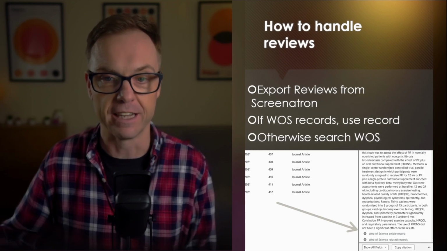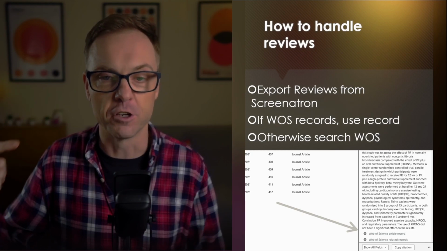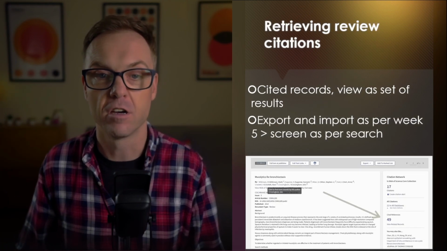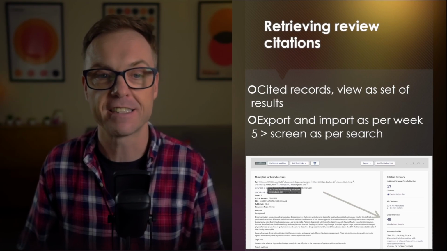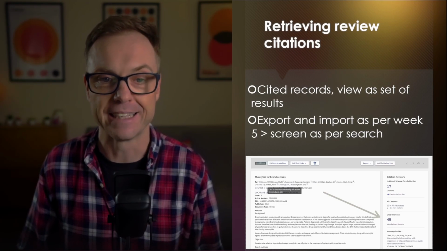Use the WoS record link and then view. Once you've got the record of the review up, click cited records and click view as set of records.